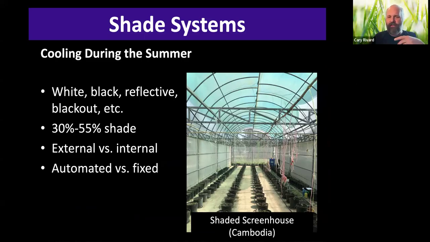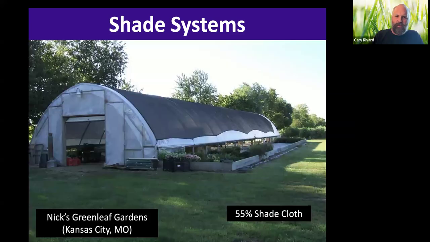You can see this is some green shade cloth that they were using when I was over in Cambodia a few years ago. Incidentally, this is actually not a greenhouse. This is a screen house, right? You think about the climate in Cambodia, they don't need a greenhouse. All they need to do is just keep the bugs off of the plants because the temperatures are just fine there. Now, these shade cloths can either be fixed, oftentimes outside or external in the greenhouse, or they can be automated.